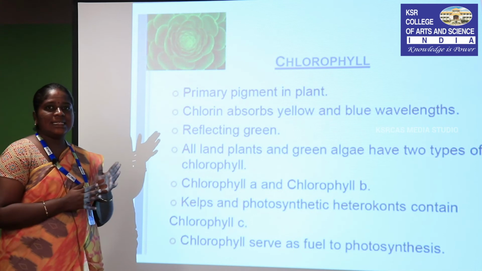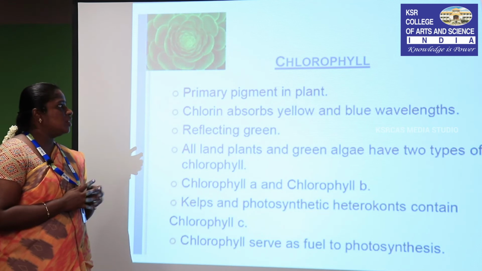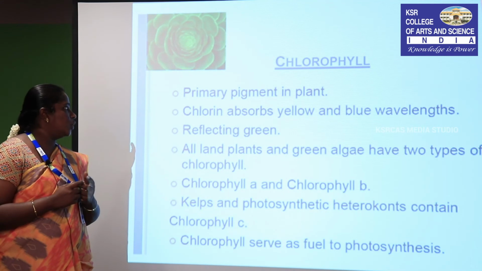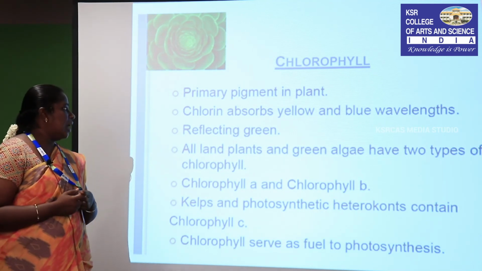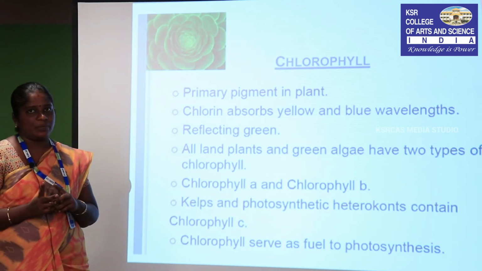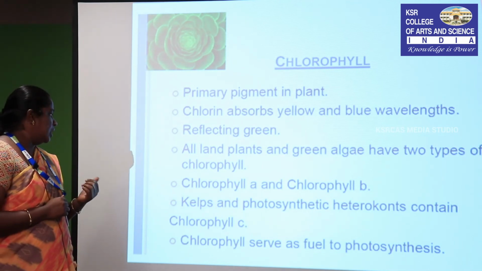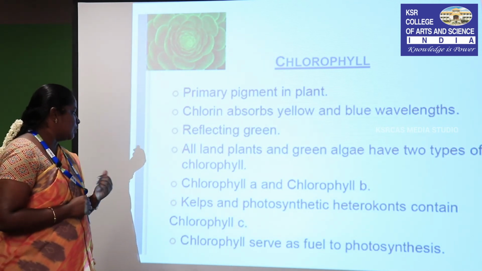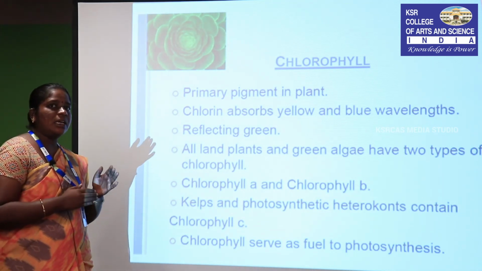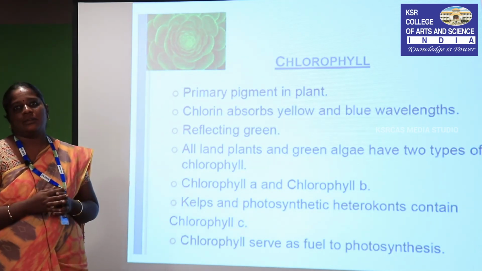Next, chlorophyll. This is the primary plant pigment in plants. Chlorophyll absorbs blue and red wavelengths, reflecting green. All land plants and green algae have two types of chlorophyll, chlorophyll A and chlorophyll B. Heterokonts contain chlorophyll C. Chlorophyll serves as the fuel of photosynthesis. So, these are the types of primary pigment in plants.